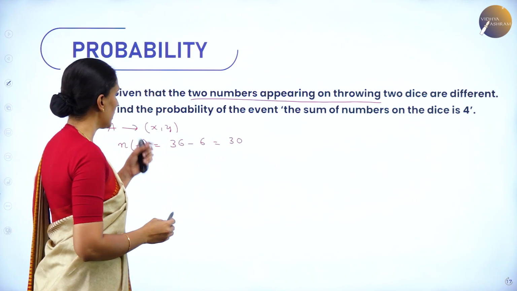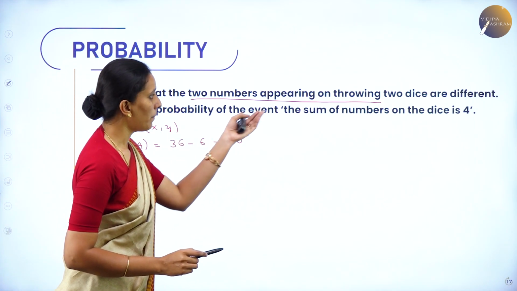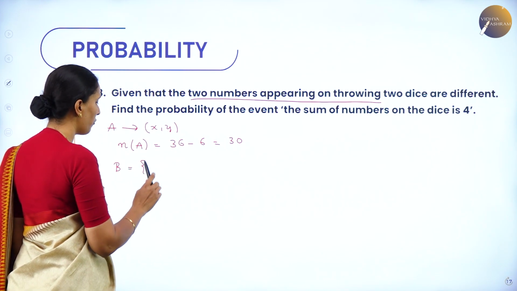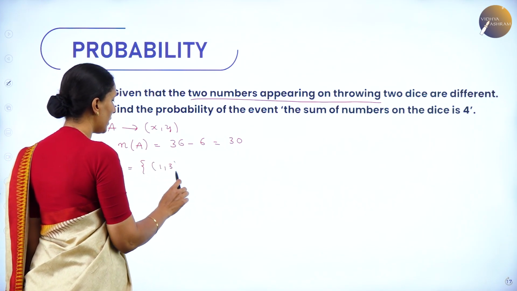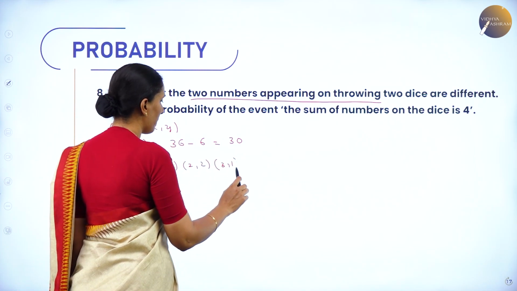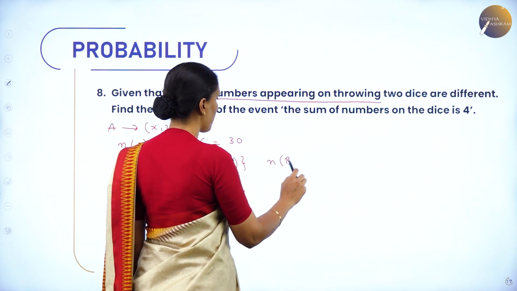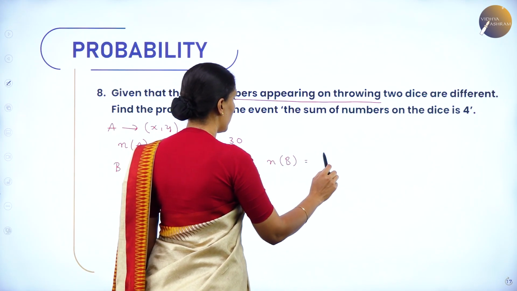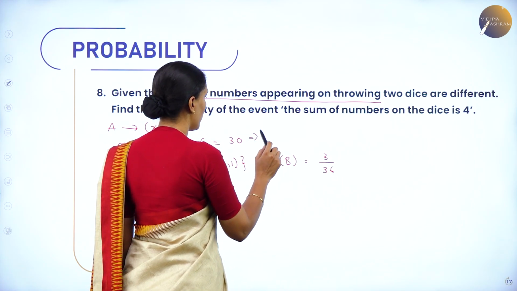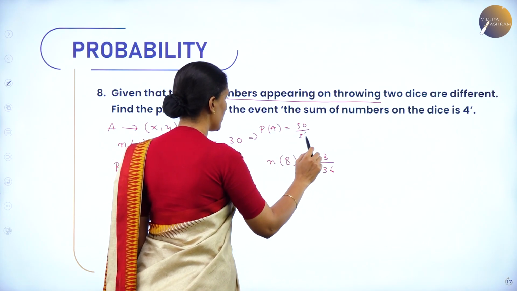So now the next thing is, I'll consider it as an event B, so that the sum of the numbers appearing on the dice is 4. The only possibilities are (1,3), (2,2) and (3,1). So now clearly here n(B) is equal to 3 divided by 36, and here this is equal to probability of A, which is 30 divided by 36.